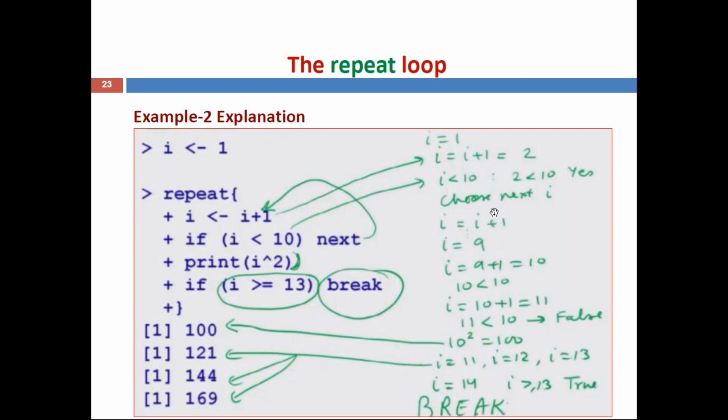Previously we had 2. Now it is 2 plus 1, which is 3. Then 3 less than 10, so it satisfies the condition. Again it chooses next, so that is I equal to I plus 1.